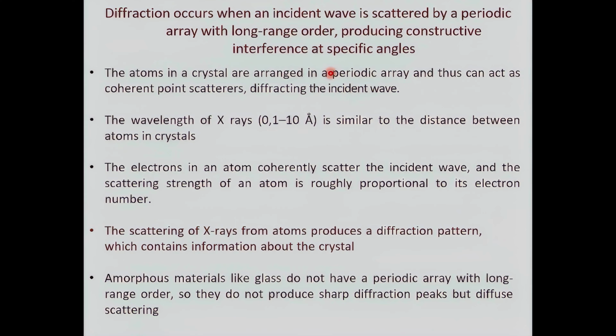Now, because our goal is to speak about powder X-ray diffraction, we can define when the diffraction occurs. The diffraction occurs when an incident wave is scattered by a periodic array with long range order, and the diffracted beams are able to produce a constructive interference at specific angles.